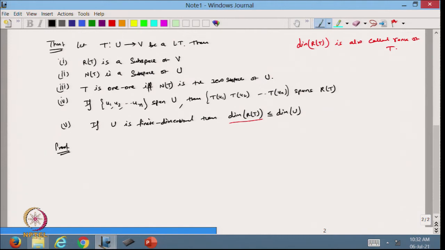These are the few results we want to prove. The first two results we have already proved when we discussed matrices from R^n to R^m. You can check those things from that lecture, and it is very easy to show. So the first and second proofs have already been discussed.